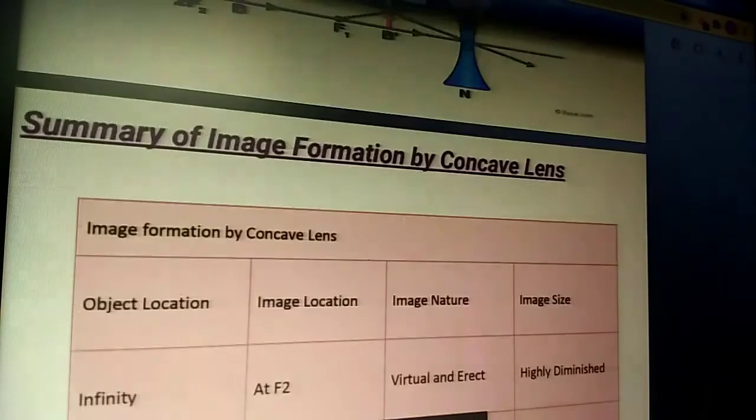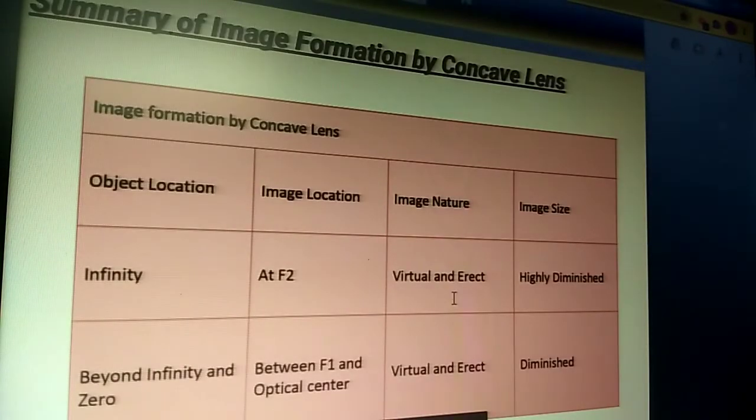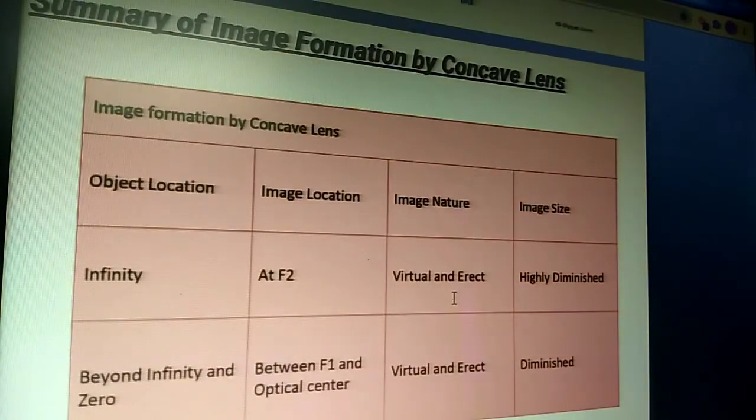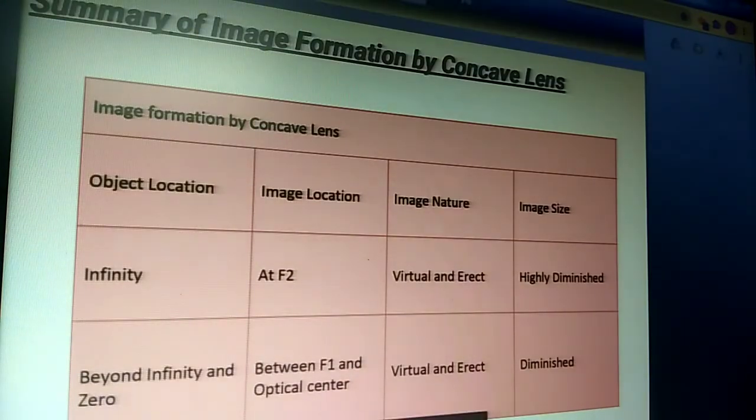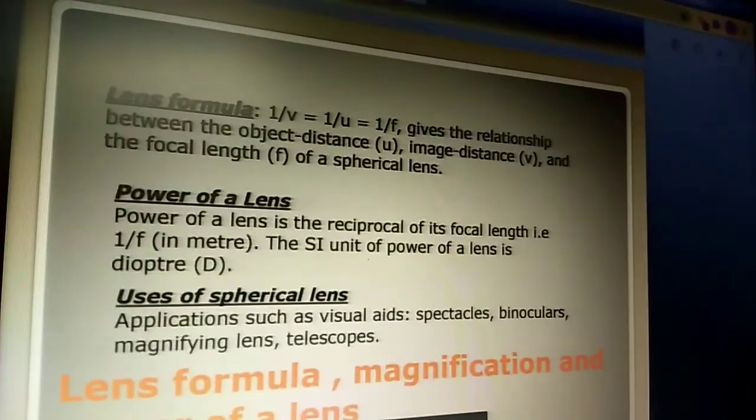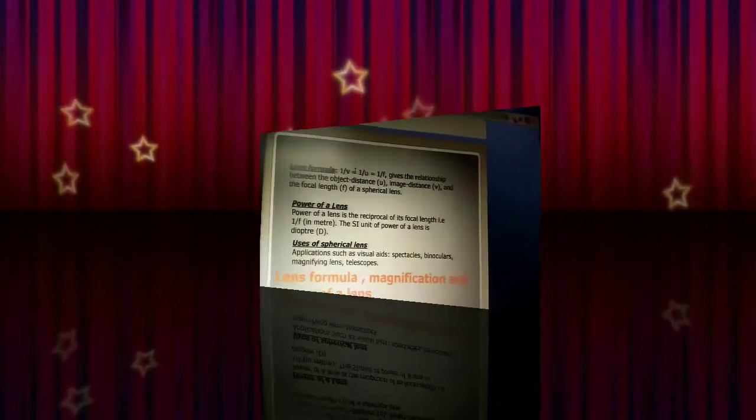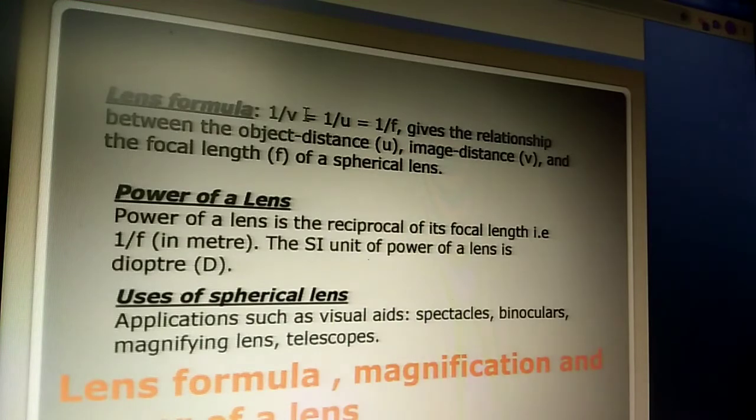Now in the tabular form we have seen two locations: the infinity object, and beyond infinity and 0, bringing it nearer and nearer, at any point it will form virtual, erect, highly diminished and diminished images only. Coming to the lens formula. The lens formula is 1 by v minus 1 by u is equal to 1 by f.